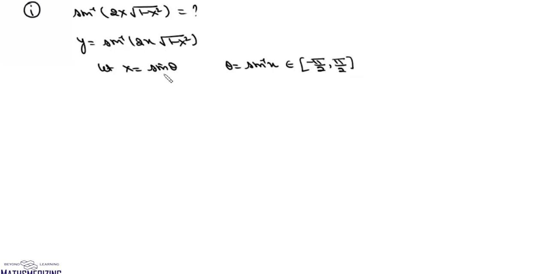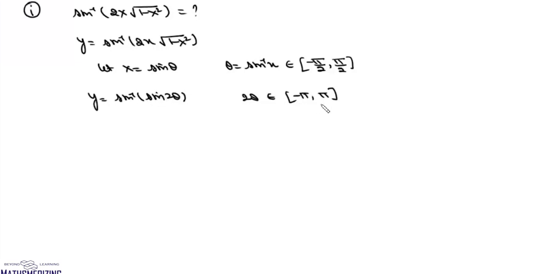Now we'll put x as sin theta. We'll get y as sin inverse of 2 sin theta cos theta, so it will be simply sin inverse of sin 2 theta. Now 2 theta will lie in the interval from minus pi to plus pi, which is not the principal value range of sin inverse. So we simply cannot cancel sin inverse with sin.